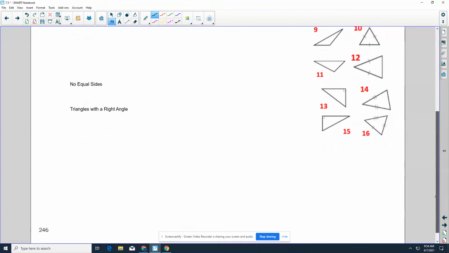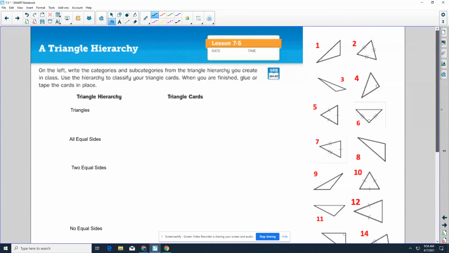Okay, go ahead and turn to page 246 in your math journal, please. We're going to do a little bit of sorting. I'm not going to do all this for you. But on the left, write the categories and subcategories for the triangle hierarchy you create in class.